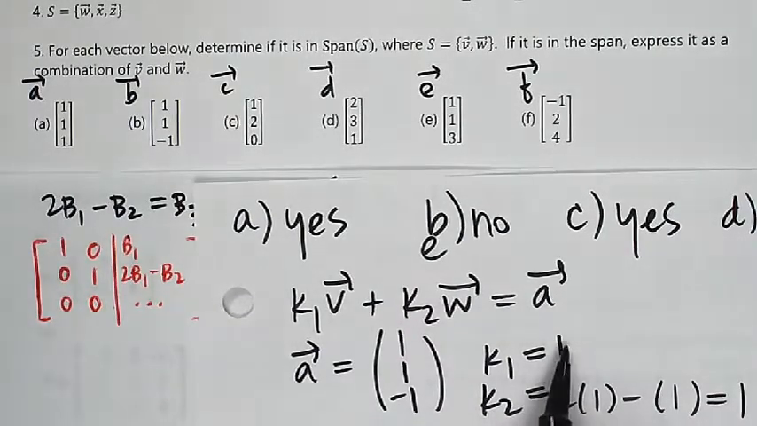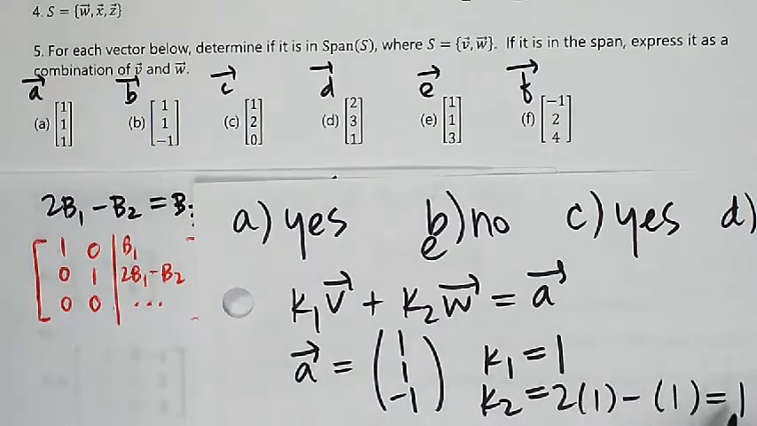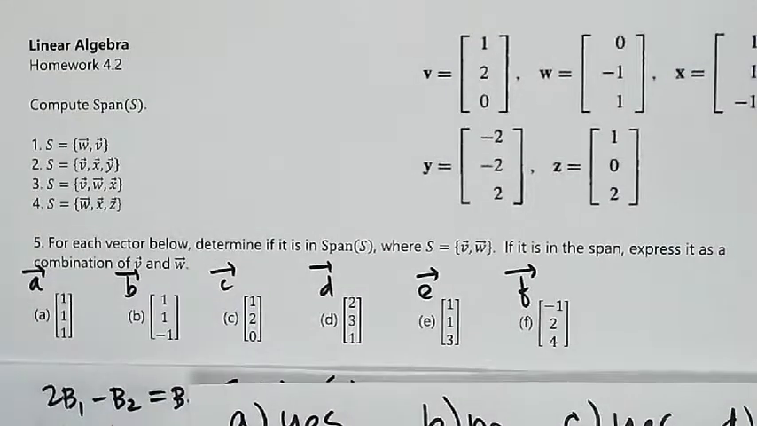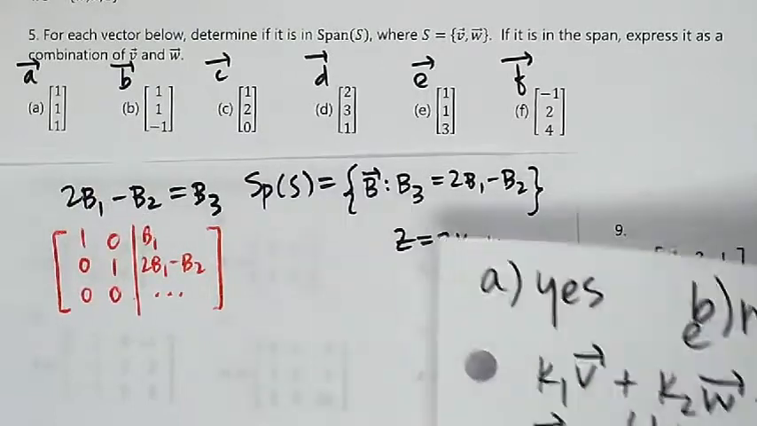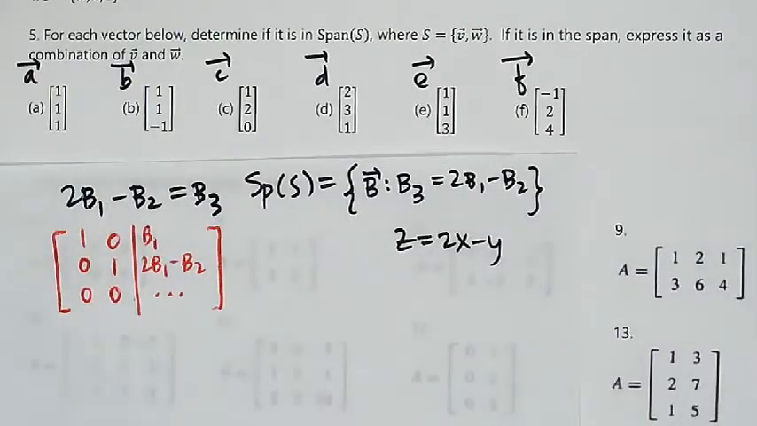So if I take 1 V and 1 W and add them together, which I'm going to have to scroll back up a little bit, do I get 1, 1, 1? Yes, I do. Okay, cool. And I'll move a little faster through the next ones. B was a no, but C is a yes. So I just need to do C and D.